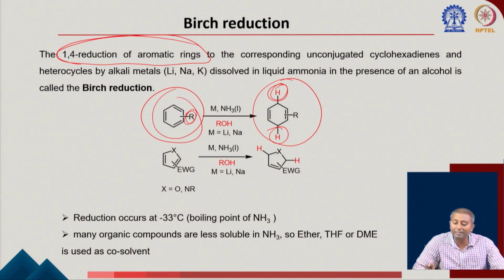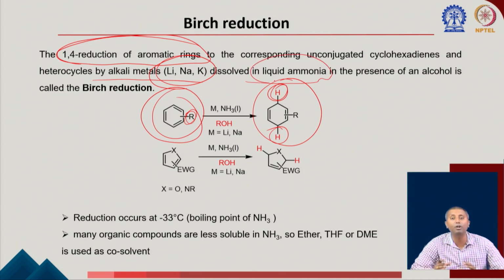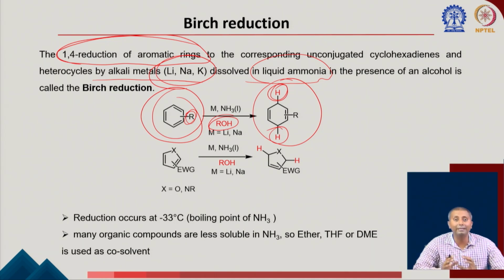And then we are saying that in this reaction, first we try to understand the corresponding unconjugated cyclohexadiene and the heterocycles by alkali metals like lithium, sodium, potassium, dissolved in liquid ammonia. So we are taking lithium, sodium, potassium dissolved in the liquid ammonia, and we have an alcohol here, which is the source of the proton. In the presence of that, we are able to reduce the aromatic ring.